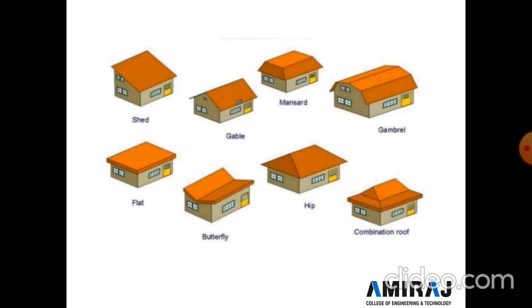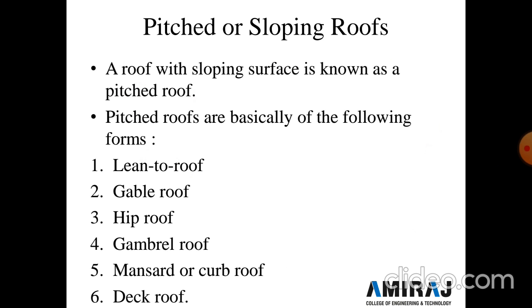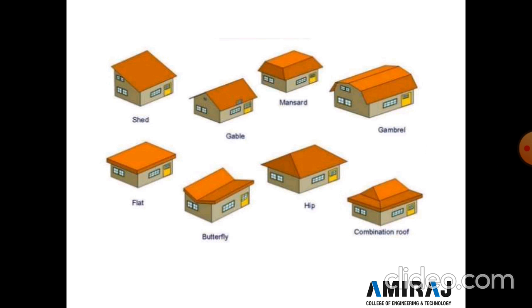Now the next type of roof is a mansard or curved roof. See this figure. In a mansard roof, like a hip roof, slope is in four directions, but each slope has a break, and thus sloping ends are obtained. Now the next type of roof is a deck roof.